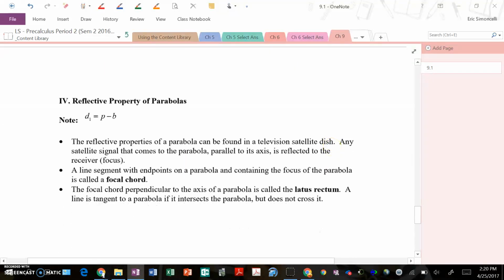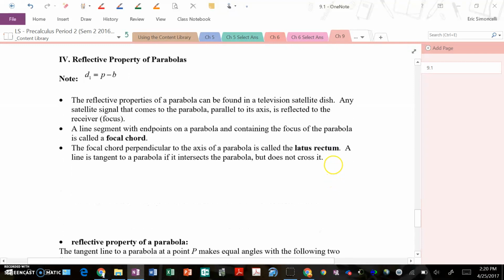On this next page, we're going to be taking a look at the reflective properties of parabolas. As a note, we have this indicator here where d sub 1 equals p minus b. I'm going to add to that another version of this where p is equal to the absolute value of b, excuse me, p plus the absolute value of b.